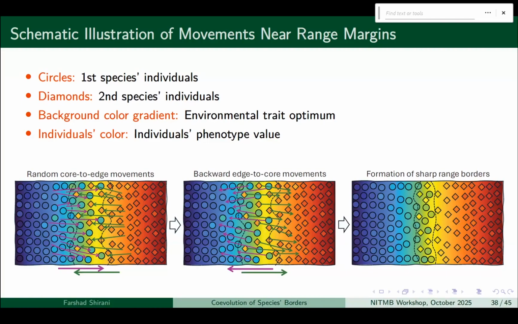As a result, eventually we see a reduced region of sympatry and a reduced level of character displacement, because all those individuals who were at the interface and were not feeling well because of the induced character displacement move back. So the mechanism that is creating range limits in this case is backward edge-to-core movement that is induced by adaptive dispersal.